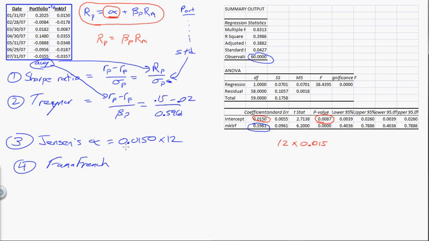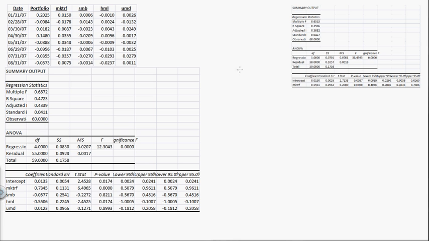So let me pause the tape here and give you some more given information. Okay, so I'm back with some more given information. This, which you can't read, is the regression output from before. So now I'm going to do the 4th thing, which I'm going to call the Fama French alpha.